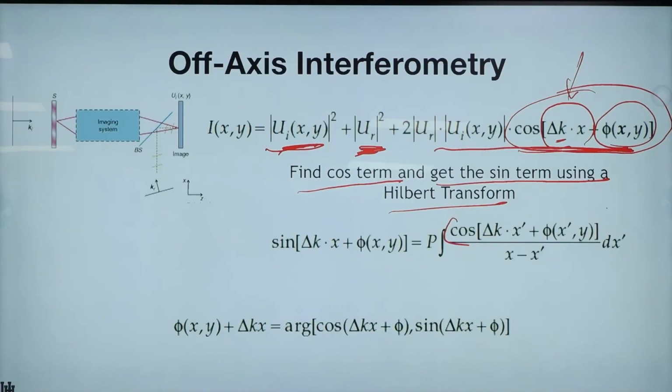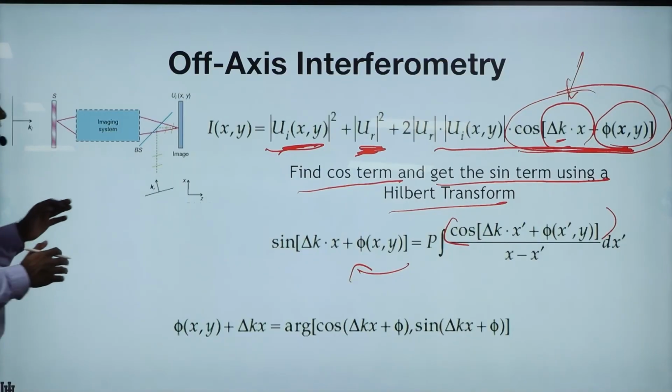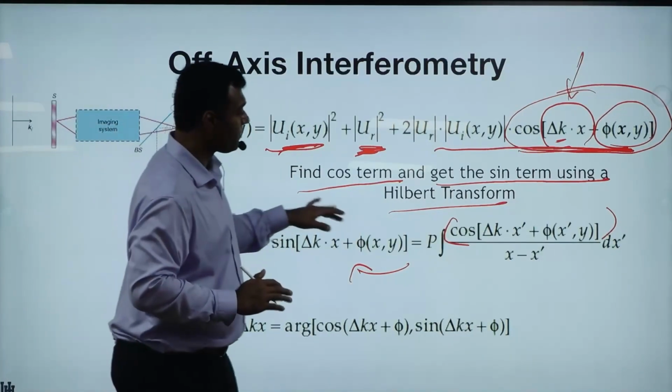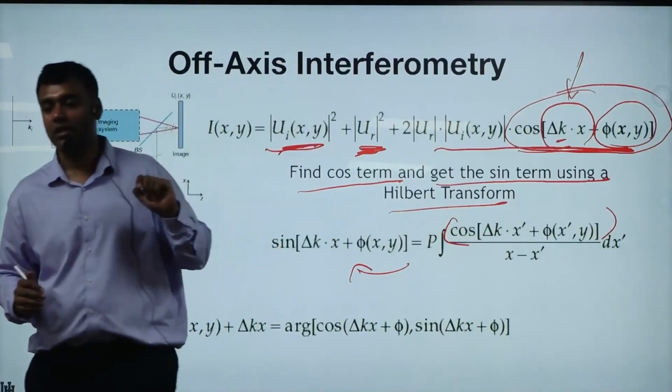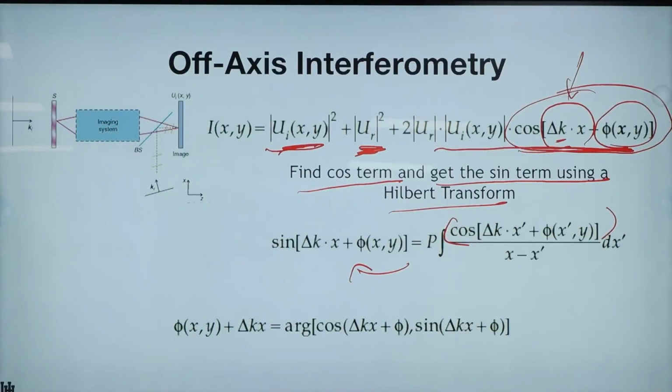From that cosine, there is a relationship for complex numbers. It so happens that from this cosine term, you can get the sine term using what's called the Hilbert transform. In fact, this is the equation for the Hilbert transform. And once you get that, you get the cosine term and the sine term.